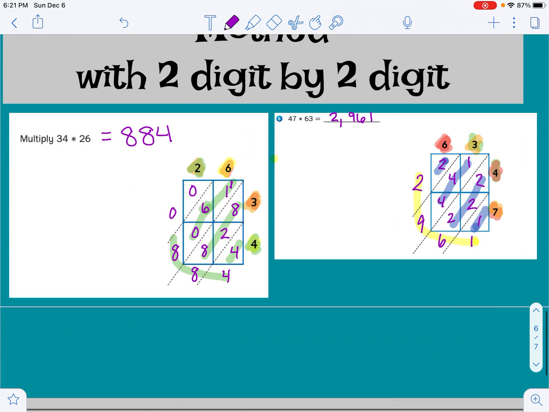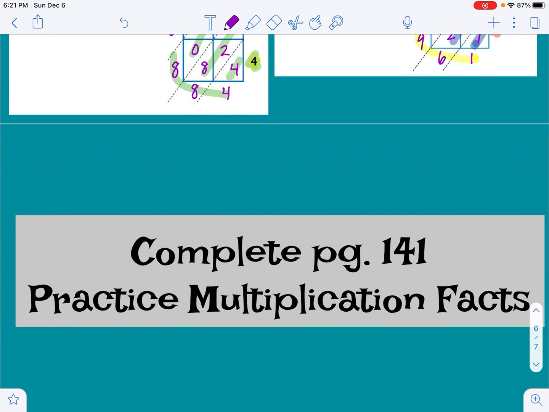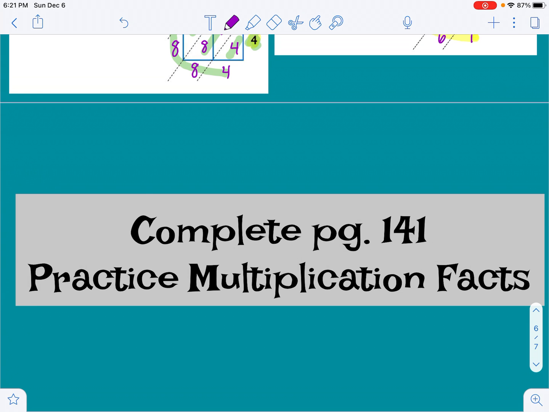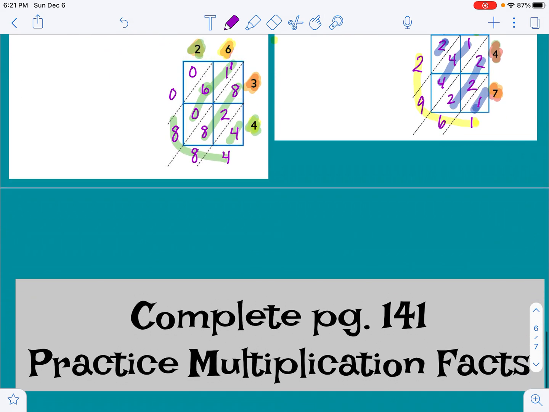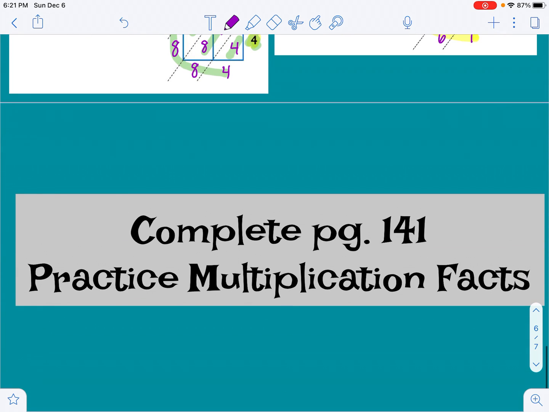All right, mathematicians, you're going to be giving this method a try by completing your math practice page 141, and they will draw the lattices for you, and you're going to fill in the numbers. If you can't remember what to do, come back to this video and rewatch some examples. And then, as we've been doing, continue to practice your multiplication facts.